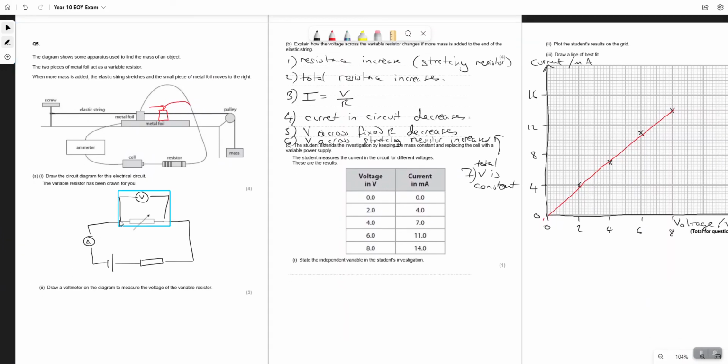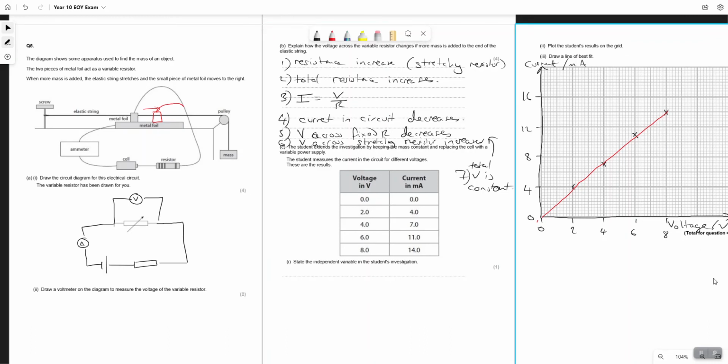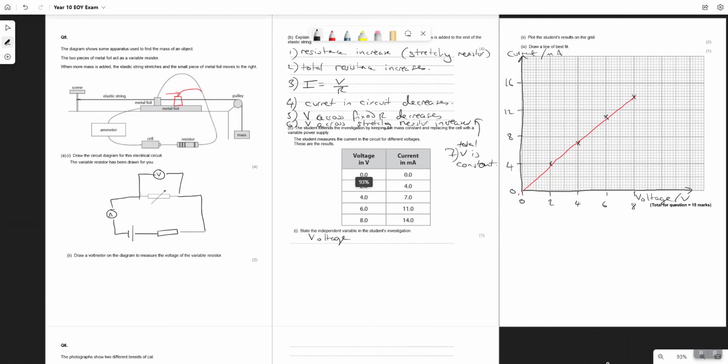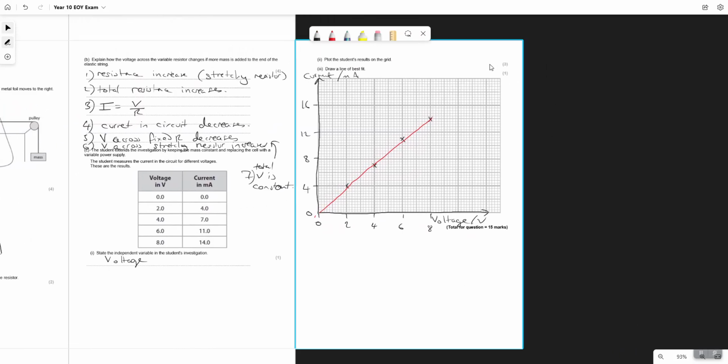Okay. Right, okay, then we have a little graph which I'd already drawn, which looks like that. What's the independent variable in the student's investigation? The independent variable here is the voltage. We've got a variable power supply, you can vary the voltage at a rate that you want. And then we've got our graph, which is here.